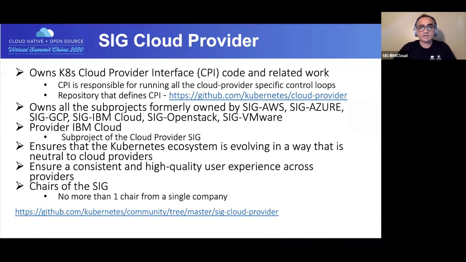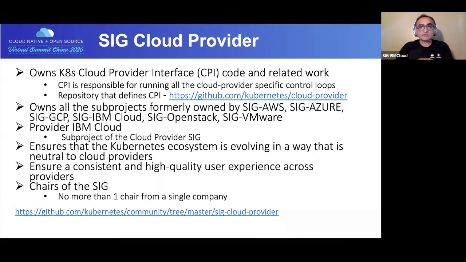Richard will talk more about the architecture based on this, called CCM or Cloud Controller Manager. But for now, continuing with Cloud Provider SIG, it also owns all the sub-projects. They were formerly owned by different SIGs. There were about 6 dedicated SIGs for different cloud providers, for example, SIG AWS, SIG Azure, SIG GCP, SIG IBM Cloud, and there were ones for OpenStack and VMware as well. These are all now part of the SIG Cloud Provider, and there was some renaming as well. As part of the renaming, the project formerly known as SIG IBM Cloud is now called Provider IBM Cloud.